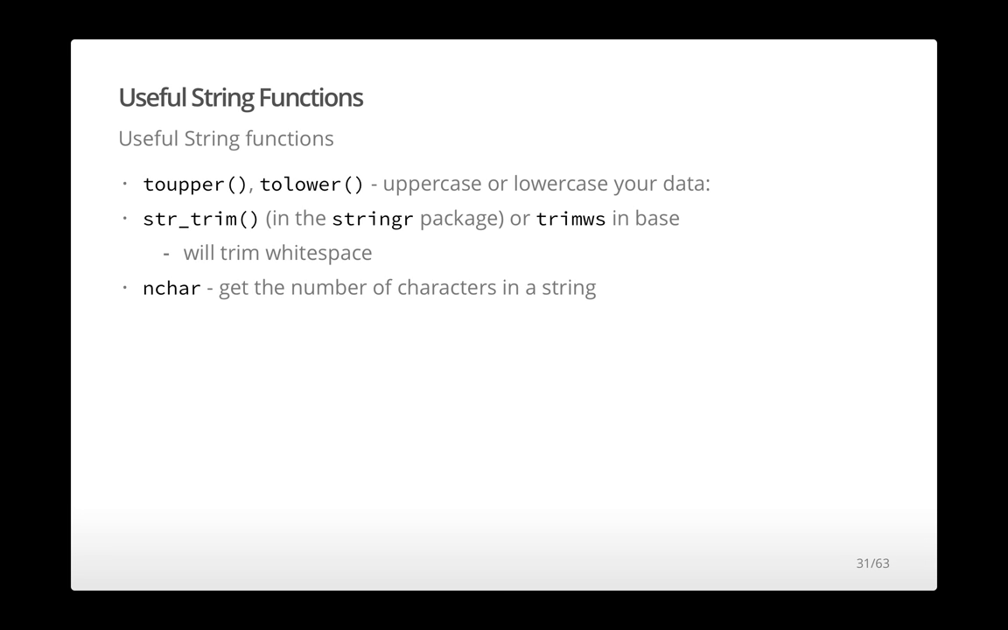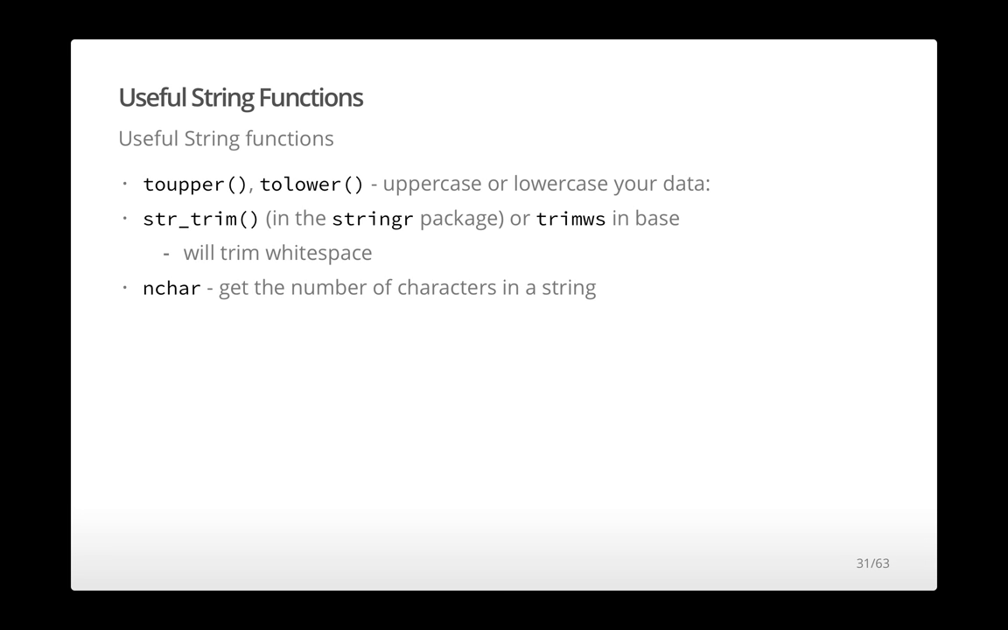str_trim and trimws will trim white space either at the beginning or the end. By default, it does both. So if you have space, your name, space, and you say trimws, it'll take out that white space at the ends. But it won't do anything to the white space in the middle. So if I had 2 spaces, the name John, 5 spaces, my last name Michelle, and then 6 spaces, it'll just trim the front and the back. It won't do anything to those 5 spaces in between. Okay.